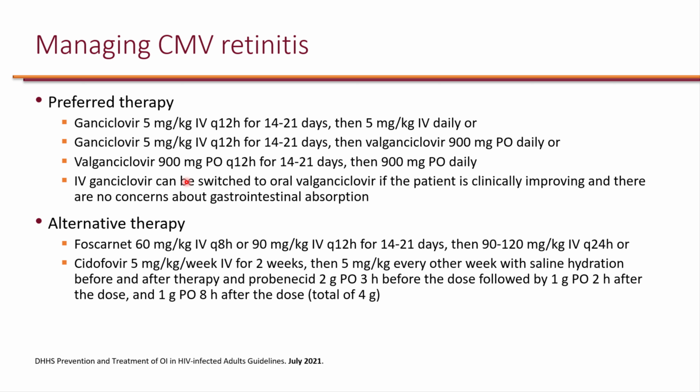maintenance therapy. And at any time, regardless of which regimen is used, IV ganciclovir can be switched to oral valganciclovir as long as the patient is clinically improving and there are no concerns about GI absorption, for example, if somebody also has CMV colitis. Now, alternative therapies are listed here, foscarnet and cidofovir. You can see that cidofovir is very difficult, so it's very rarely used. It's hard to find people who would need cidofovir, because in cases of resistance, foscarnet would be an option.